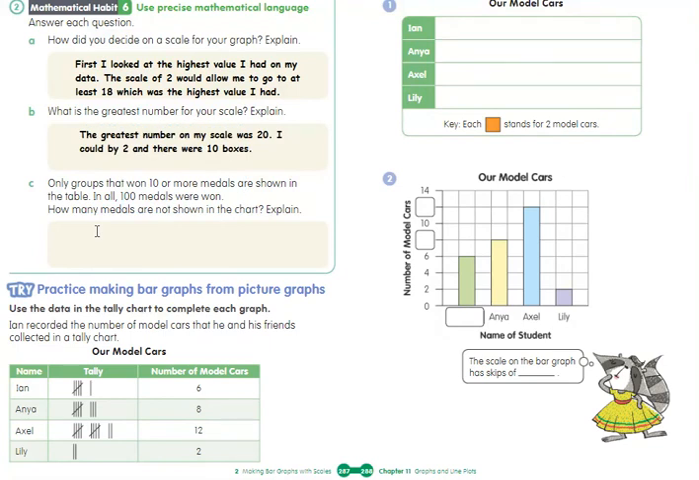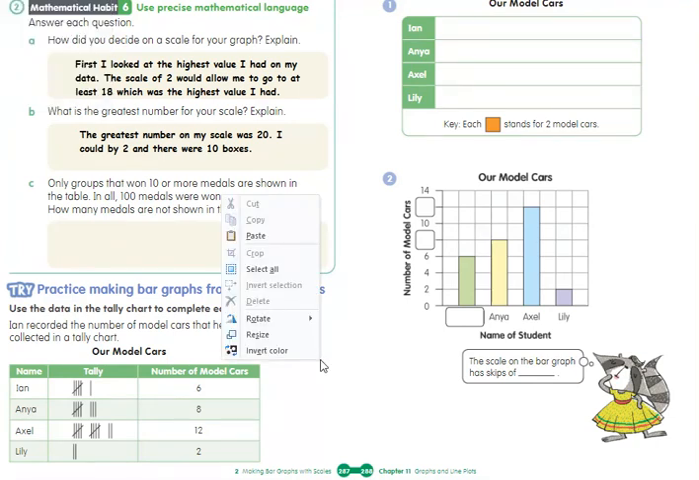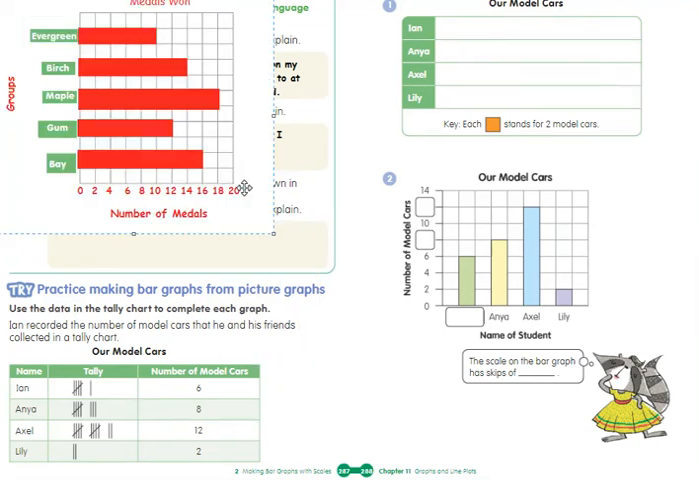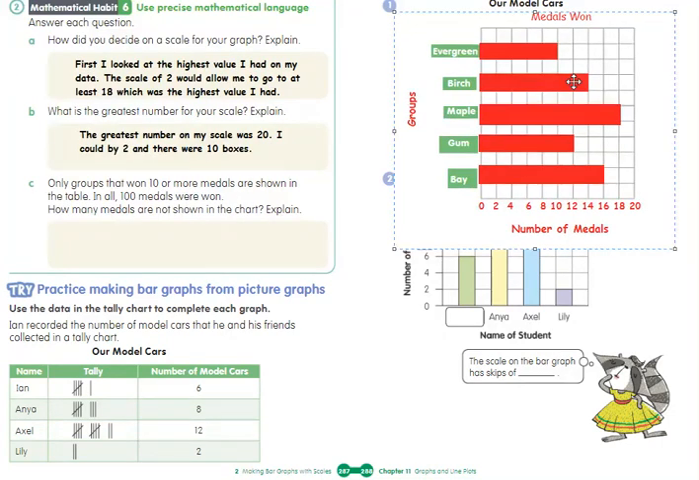All right. Only groups that won 10 or more medals are shown in the table. In all, 100 medals were won. How many medals were not shown in the chart? So that has a lot to do with figuring out how many medals weren't shown. So I do have my graph here.